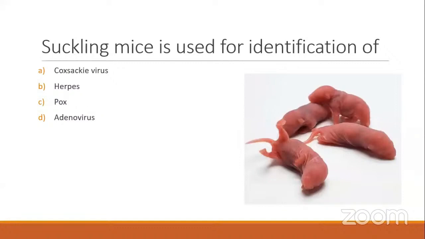So this is an image of a suckling mice. Suckling mice means newborn, fresh newborn mice, within a period of 48 hours from the time of birth. So anybody know which of the above mentioned viruses it is used for identification of? Coxsackie, herpes, pox, or adenovirus? Any idea?